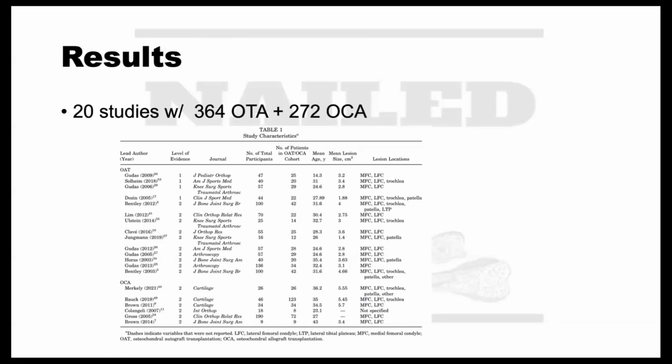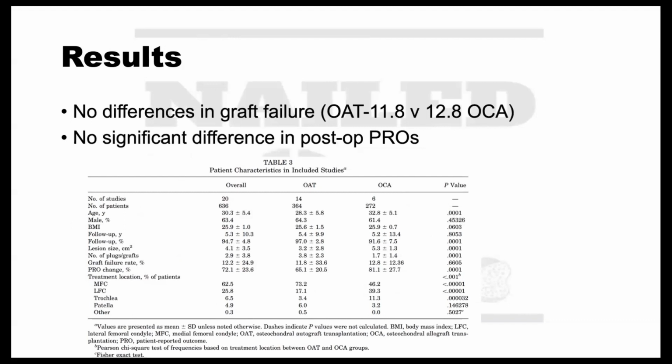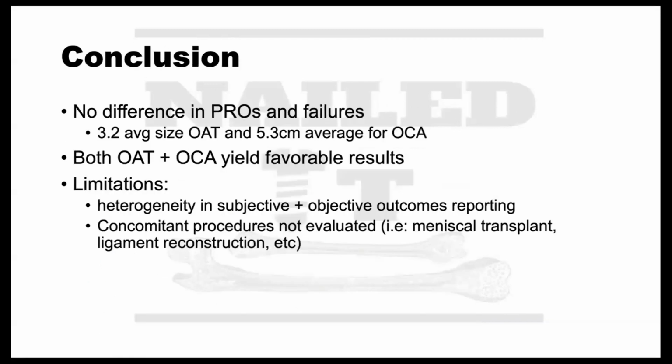So they ended up finding 20 studies that met all of their inclusion criteria, which had a total of 364 autograft transfers and 272 allograft. The biggest result that they found is that there's no difference in graft failure. Both had failure rates that were roughly the same. And there was no statistically significant difference across these studies with post-operative patient-reported outcomes. So in conclusion, there's no difference in the patient-reported outcomes regarding these procedures. Both have some favorable outcomes.